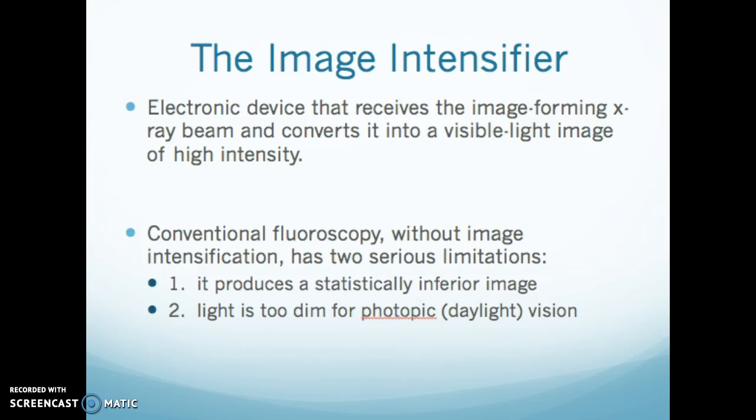So the image intensifier. It's an electronic device that receives the image forming X-ray beam and converts it to visible light. So in conventional fluoro, without image intensification, there are two big, huge limitations. One, it produces a statistically inferior image, and the light is too dim for our daylight vision. So historically, radiologists had to go in a dark room, wear special goggles to adapt to the low light of the image intensifiers. So the whole reason that we have these image intensifiers is to make the image bright enough.